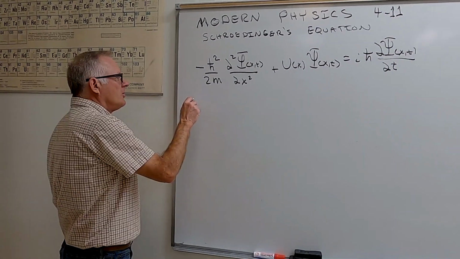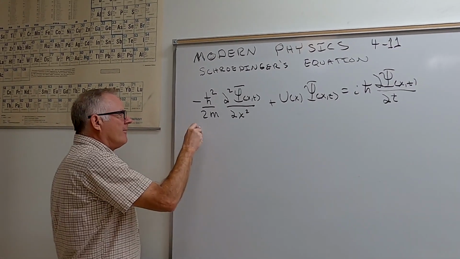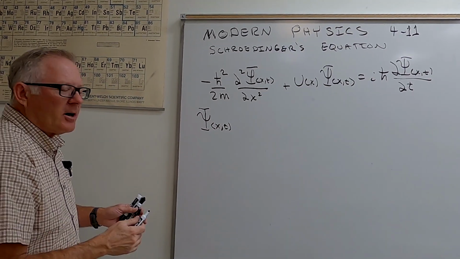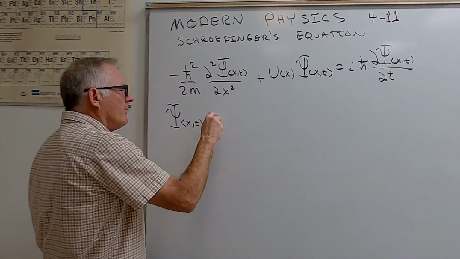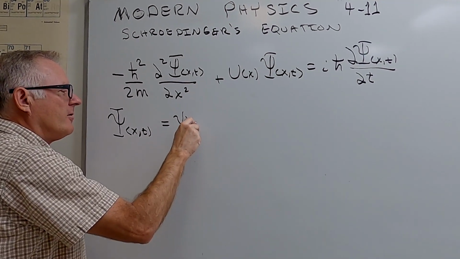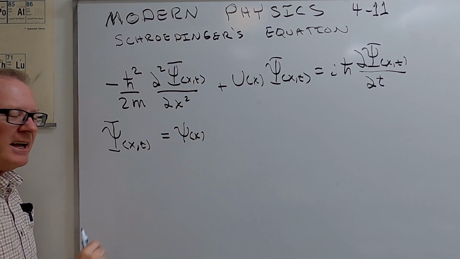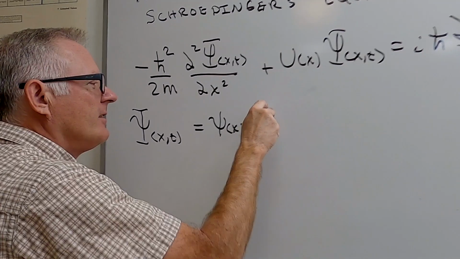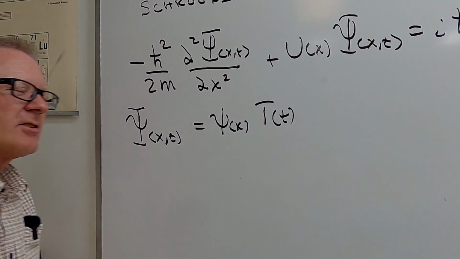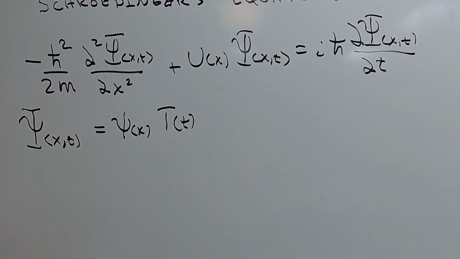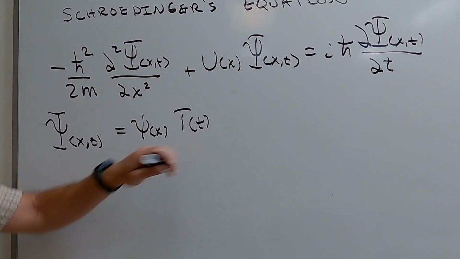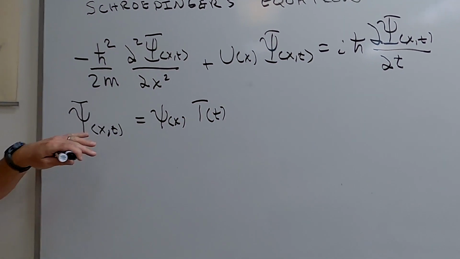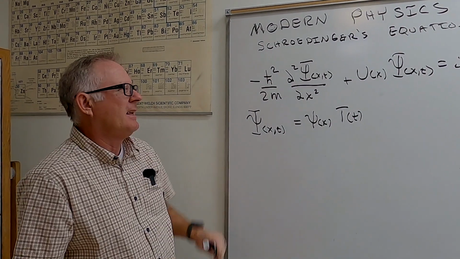What we're going to do is let big psi of x and t be separated: why don't we separate out the x part from the time part? I'm going to call it psi of x, where this psi doesn't have the lines on the top and bottom, so that's the lowercase psi, times some function of time. We can do that. These are independent of each other, so we can write it like this. Now let me take this and put it up into here.